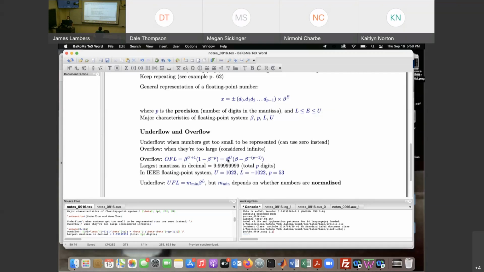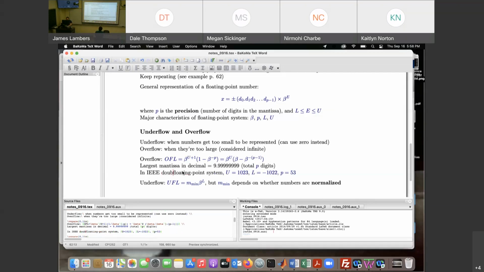Now, in the IEEE double precision floating point system, here are the parameters we need to know about overflow and underflow. So this is the largest allowed positive exponent, and then here are how many digits you can have. So you can substitute these values into here, or here, and figure out what the overflow level would be.